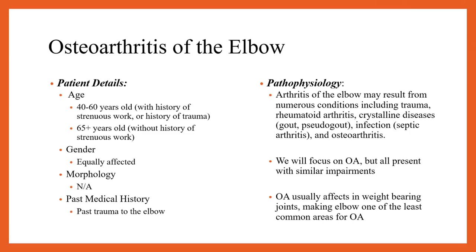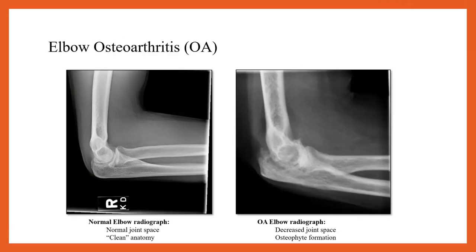Gender, we're going to have equally affected here. Morphology, all different types of morphologies. Past medical history, maybe they have past trauma to the elbow. In terms of pathophysiology, arthritis of the elbow may result from numerous different conditions, including trauma, rheumatoid arthritis, crystalline diseases, infection, osteoarthritis, etc. But we'll focus on OA. They all present with pretty similar impairments, but OA usually affects weight-bearing joints, making elbow one of the least common areas for osteoarthritis, which is a good thing.